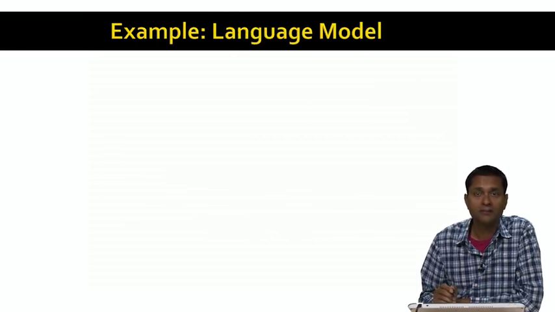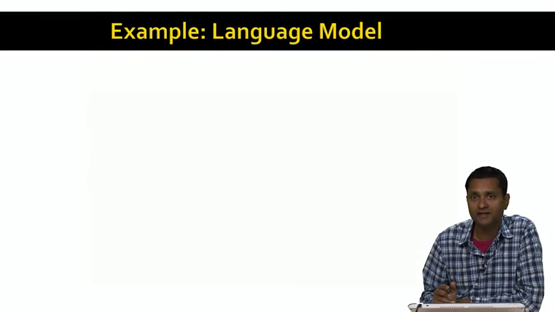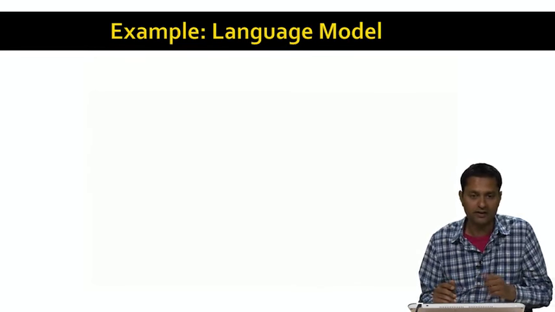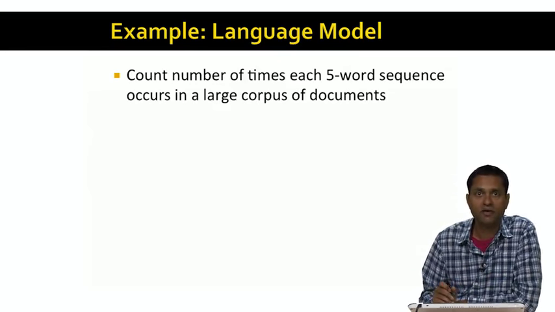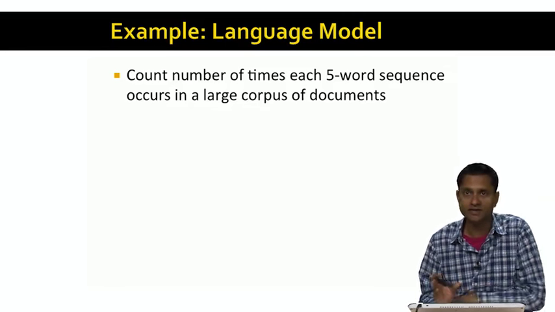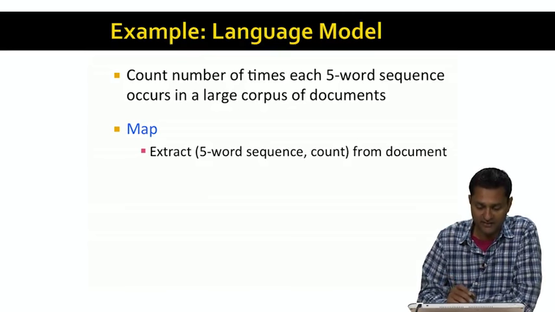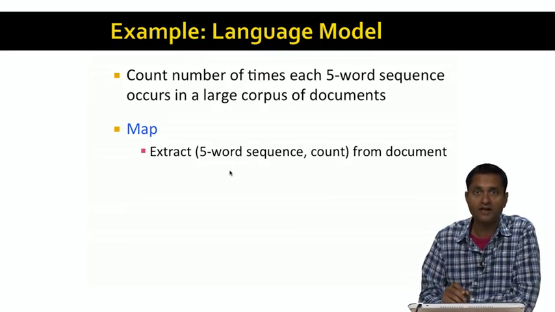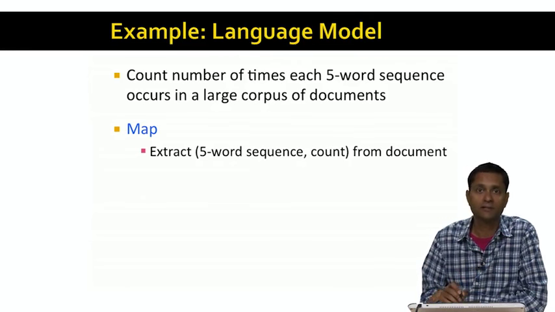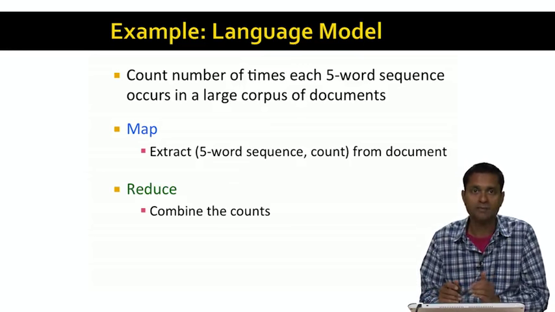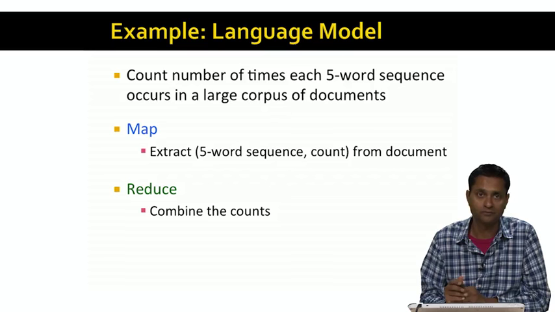Here's another example. Let's say you're building a language model. You have a large collection of documents, and you want to build a language model. This language model, for some reason, requires the count of every unique five-word sequence in a large corpus of documents. Earlier, we looked at counting each unique word. This example asks for each five-word sequence. It turns out that the solution is not very different. Just the map function differs. The map function goes through each document and outputs every five-word sequence in the document. The reduce function just combines those counts and adds them up, and you have the output.